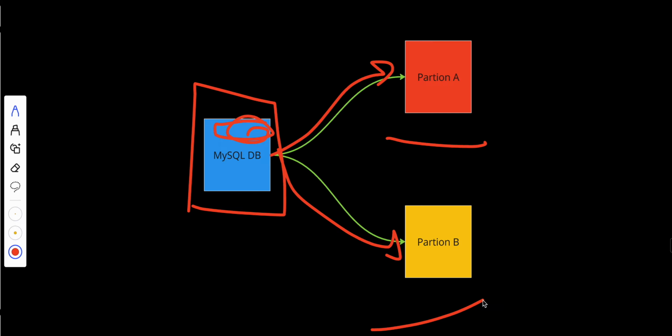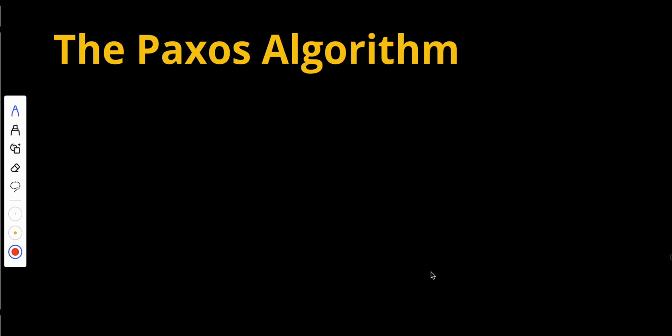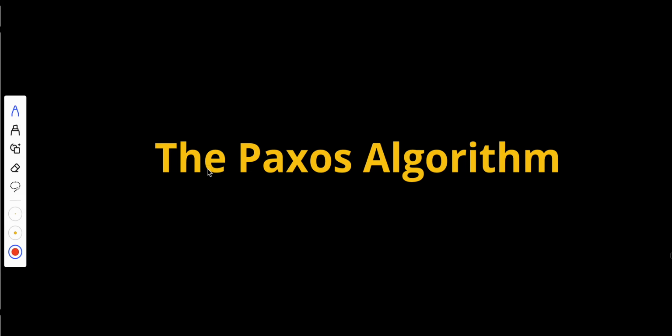But how do they coordinate to avoid conflicts? Enter the Paxos consensus. This algorithm ensures all replicas agree on the same data. In this setup, the leader orchestrates the writes while the followers ensure data consistency. Paxos prevents conflicting updates, making sure that even if a server fails, the system remains consistent.